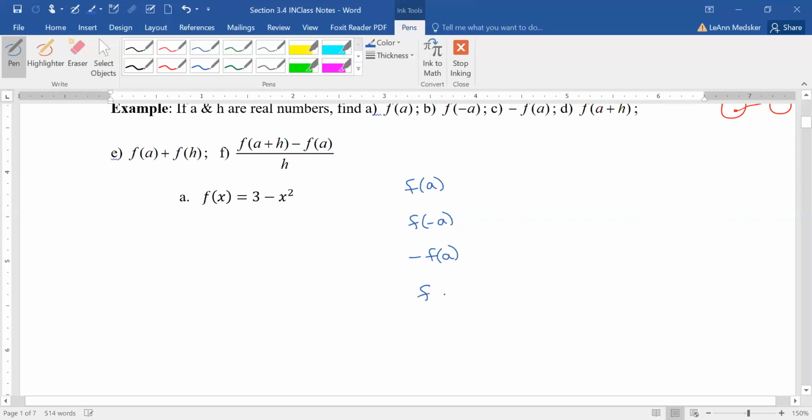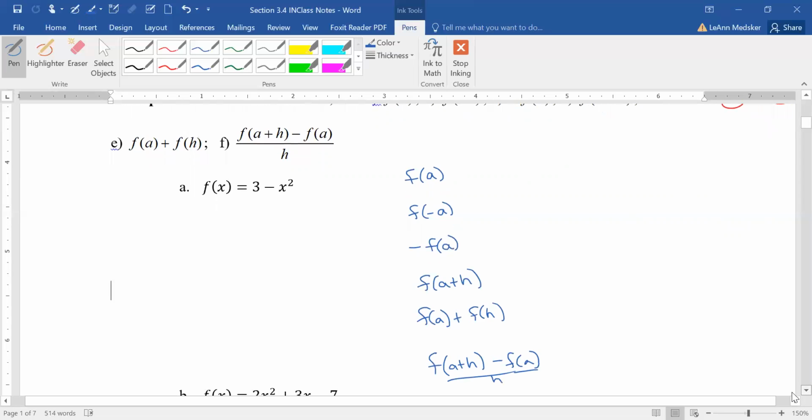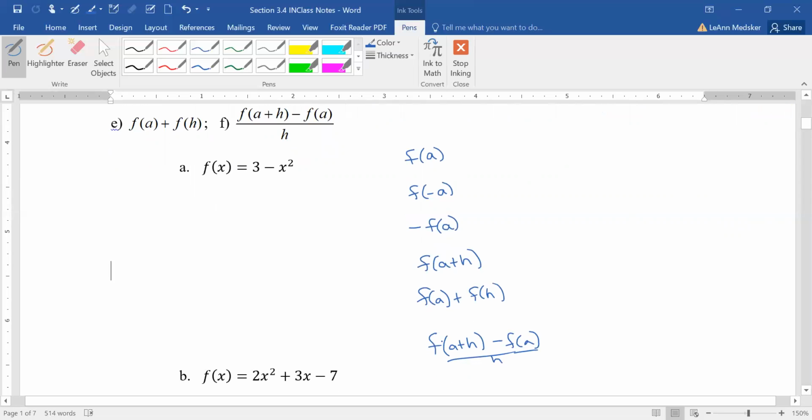We're going to do f of a plus h. We're going to do f of a plus f of h. And then we're going to do f of a plus h minus f of a all over h. And this actually has a special name later on. We're going to call this the difference quotient. Remember, that was in our objectives. But this is really just pieces of what we've already done up here.